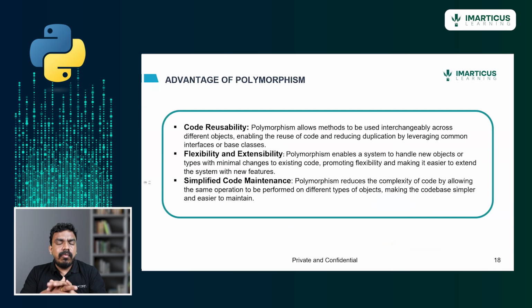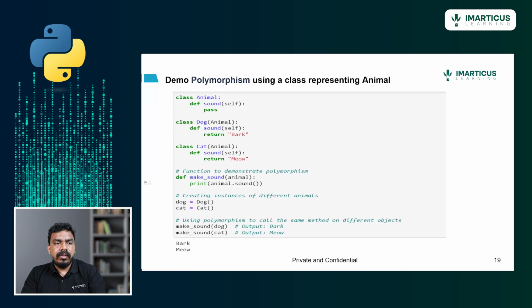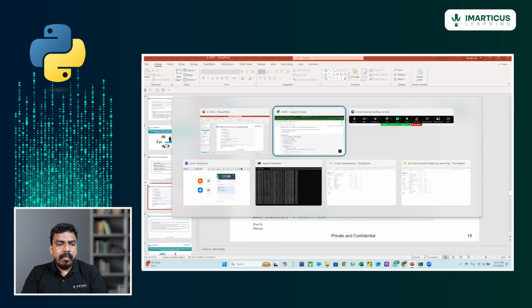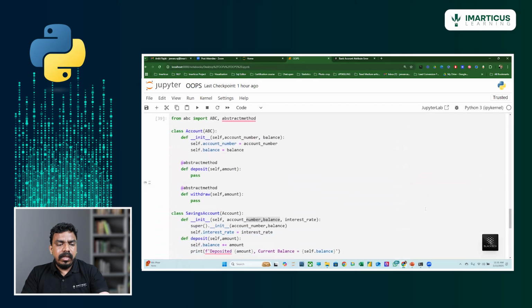What are the advantages of polymorphism? The advantages of polymorphism are code reusability, so you can reuse the code, flexibility, yes, if you use polymorphism, it will be more flexible, and simplified code maintenance. After using polymorphism, maintaining the code is simpler and easier, and you can perform various tasks by using polymorphism. So let me go back to the Jupyter notebook and let me take a simple example of animals and explain how it works.